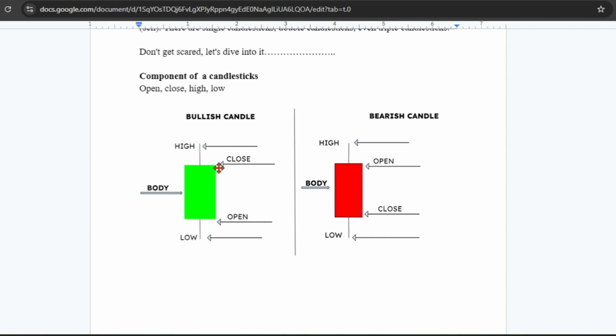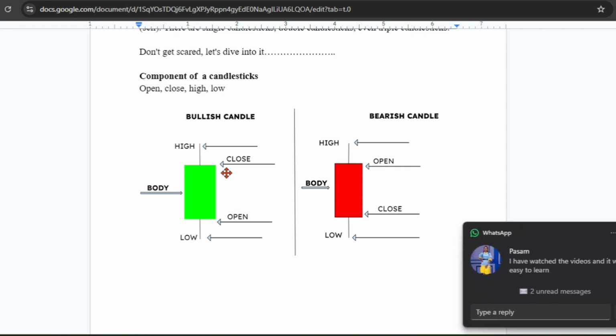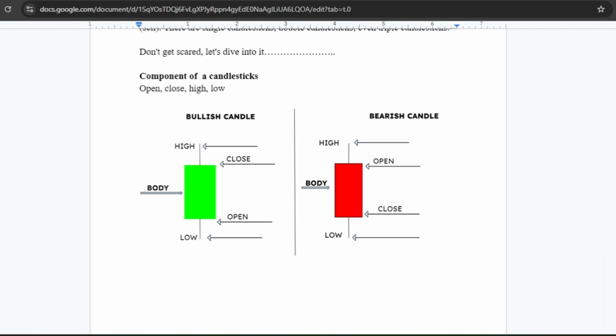So what you want to see in a bullish candlestick is that we are going to open at the bottom, close at the top, and we have a wick at the top and a wick at the bottom. But there are sometimes whereby some candlesticks will not have this. They will not have a high and they will not have a low. I'm talking about the wick of this candlestick.